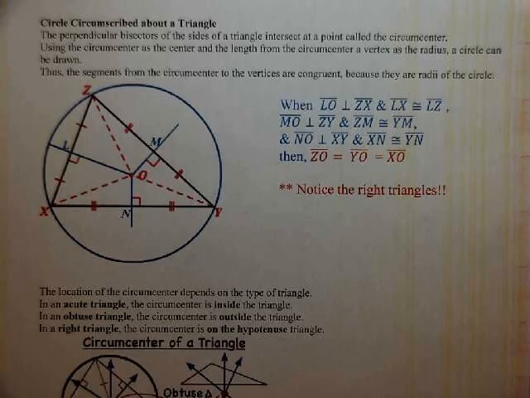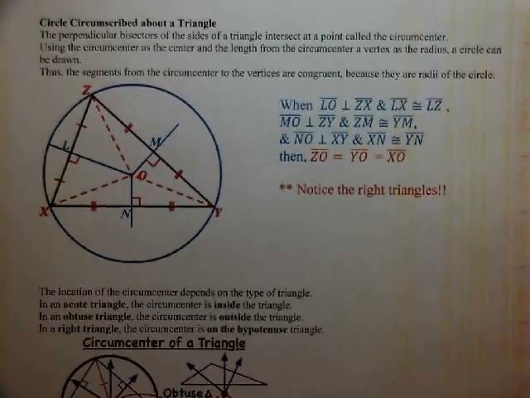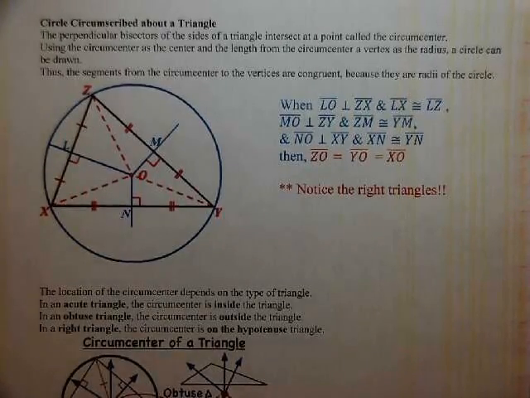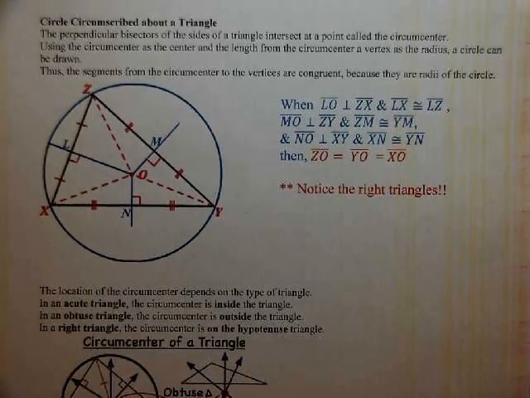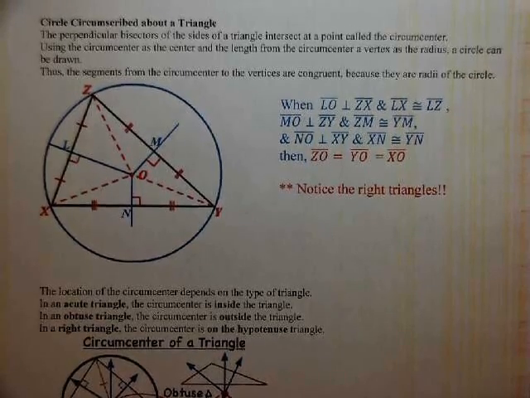So the next construction that we're going to do is a circle circumscribed about a triangle. The perpendicular bisectors of the sides of a triangle intersect at a point called the circumcenter. So using the circumcenter as a center and the length from the circumcenter to a vertex as the radius, a circle can be drawn. Thus the segments from the circumcenter to the vertices are congruent because they are radii of the circle.